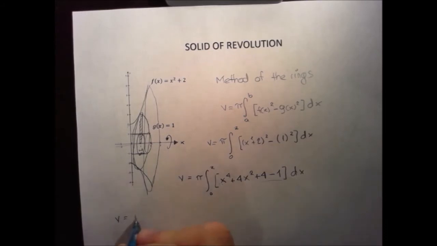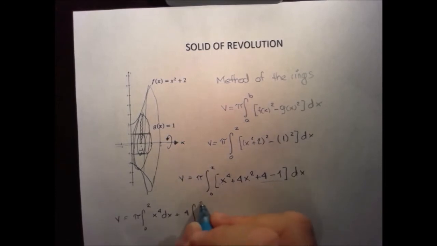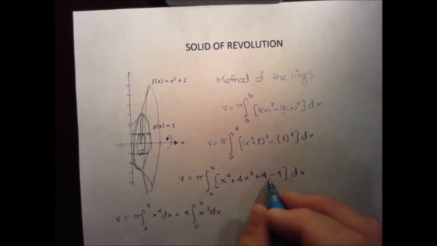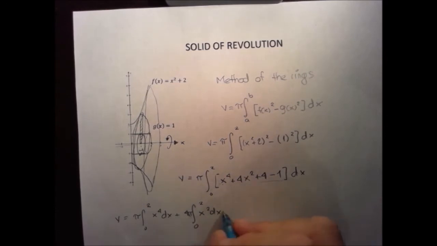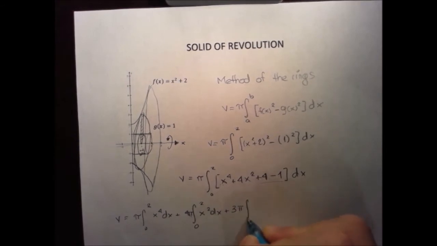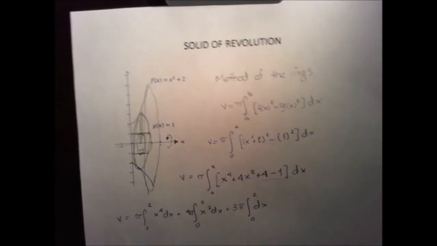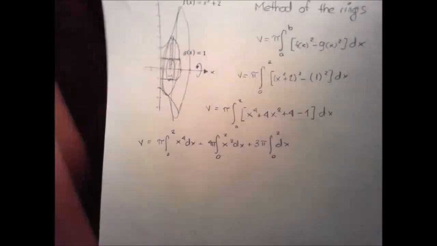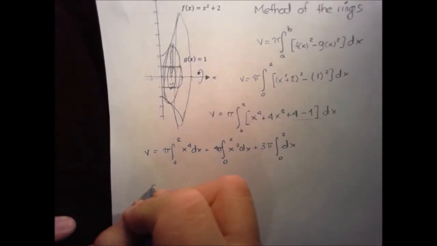Okay, at the end we're going to have three different integrals. The first one is going to be pi times the integral from 0 to 2 of x to the 4 dx, plus 4 times the integral from 0 to 2 of x squared dx. And then here, we forgot the pi, and 4 minus 1 is 3. It's going to be plus 3 pi times the integral from 0 to 2 of dx. Okay, these are the corresponding three integrals.